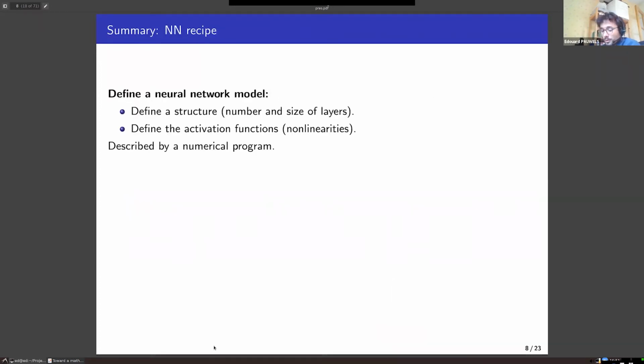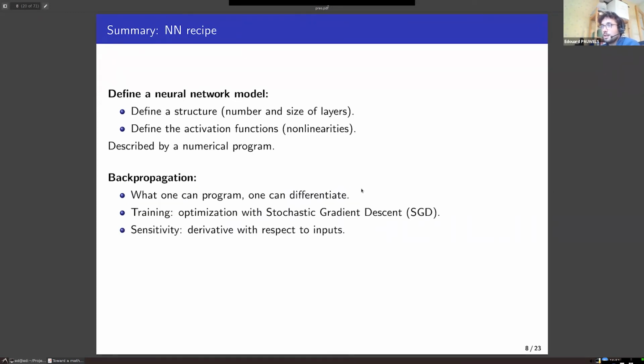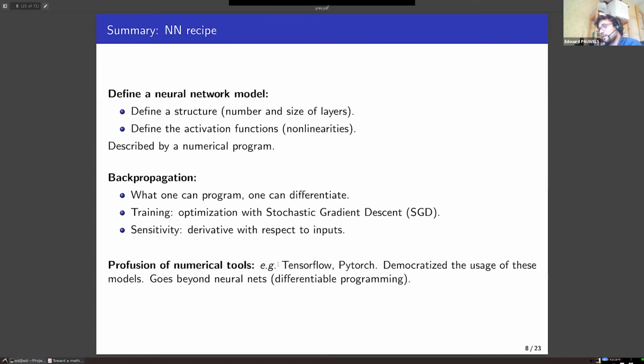Right, so let's wrap up about neural networks. The neural network recipe is first defining a structure and defining activation functions. So describe your neural network. And most often this is done by writing a numerical program. Then there is this backpropagation device, which essentially enforces that what can be programmed can be differentiated, and your derivatives can then be used for training using optimization, or if you like, for sensitivity analysis. And so this idea of automatically computing derivatives is at the heart of very popular numerical tools to manipulate neural networks. Okay, so that's the first idea.